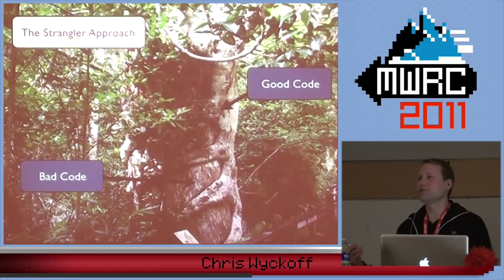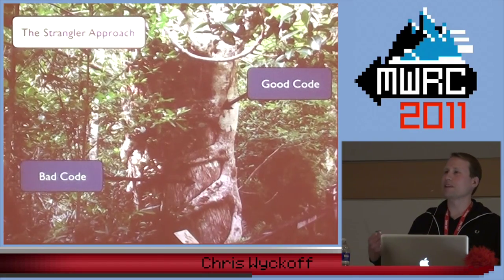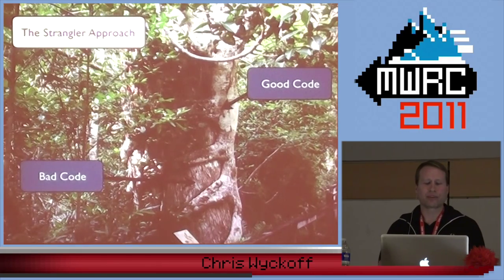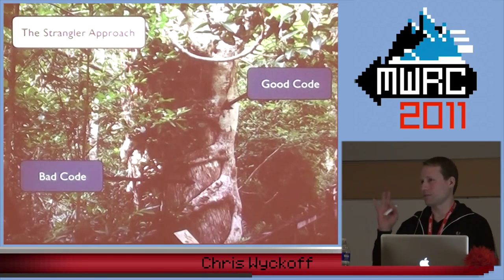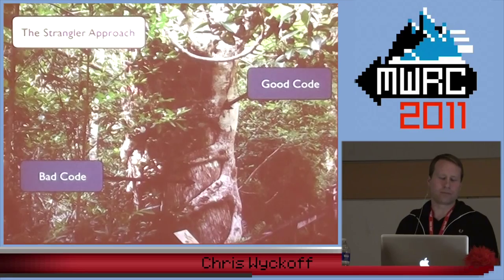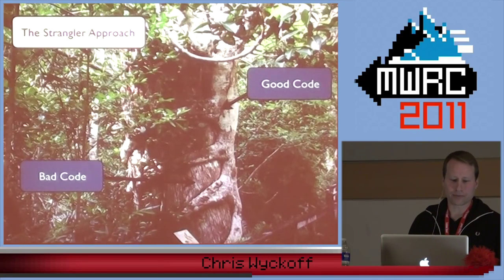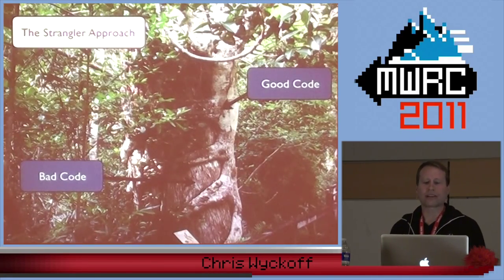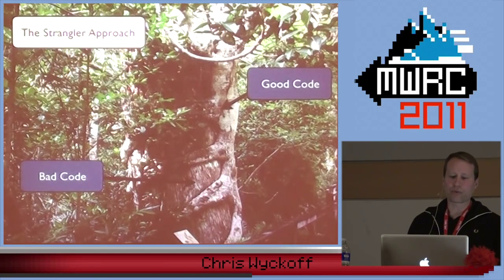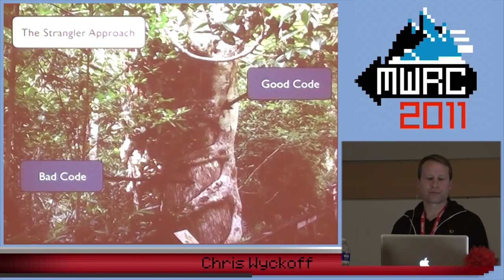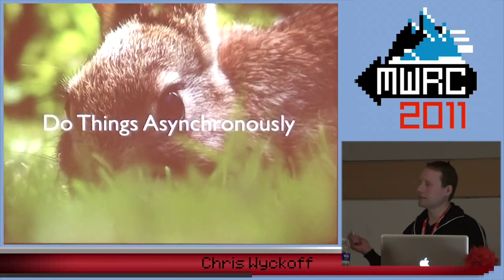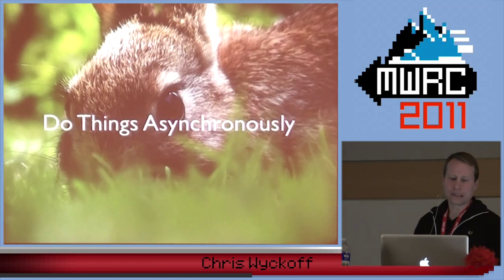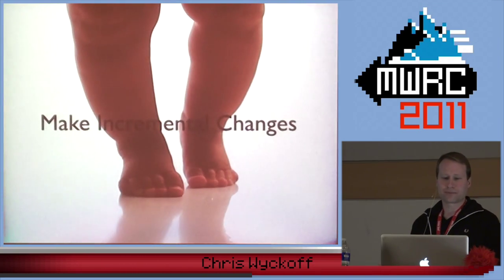Instead, when you need something new or changed, you begin by building fresh greenfield code. The legacy code can communicate with the greenfield code, but access in the other direction is minimized or negated altogether. So, in order to strangle our legacy out, there were three main drivers to our approach. We want to separate responsibilities, do things asynchronously, that's the RabbitMQ, and make incremental changes.